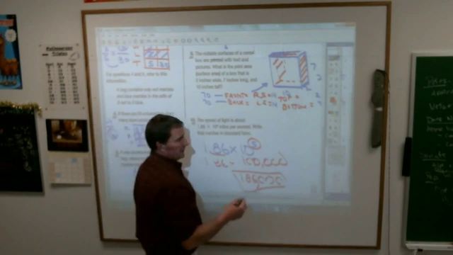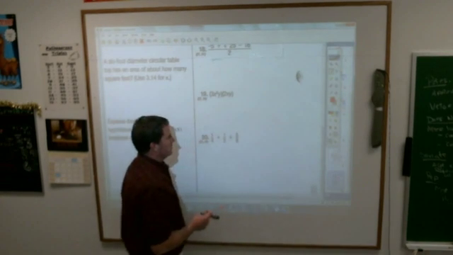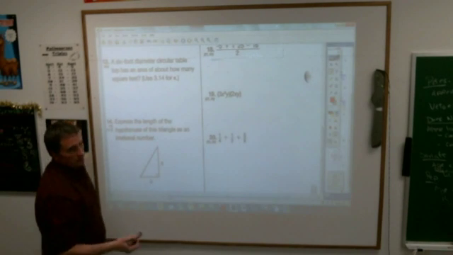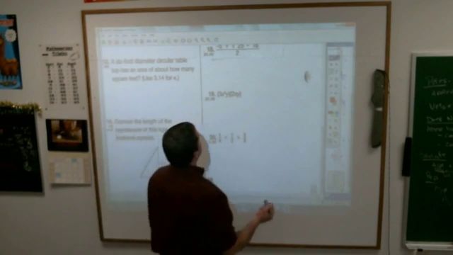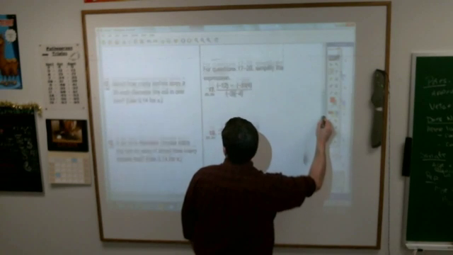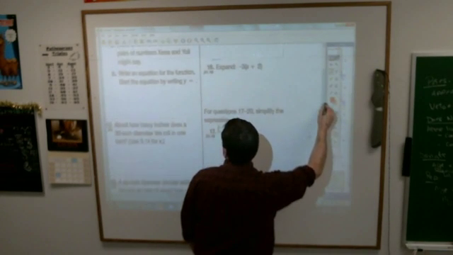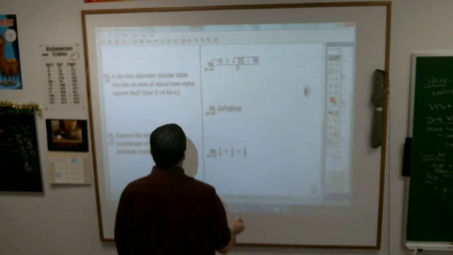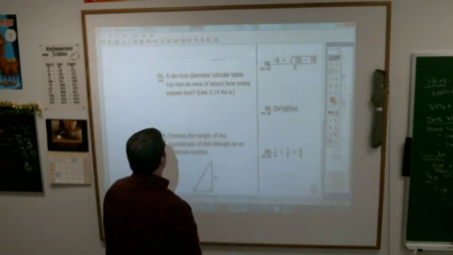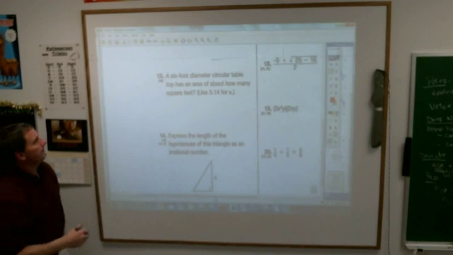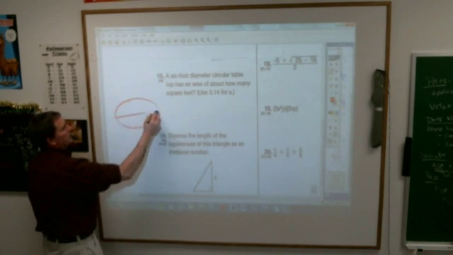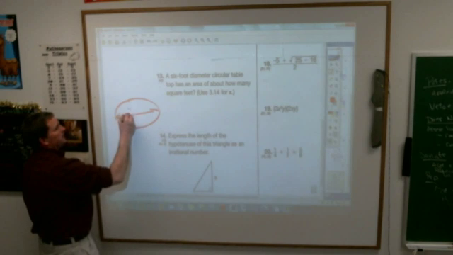Now everybody's very excited about moving on to the second page. Michael? I don't understand how I got number 13 wrong. Problem 13, a 6-foot diameter circular table. You drew the circle, right? Yes. Perfect. You labeled it as a 6-foot diameter, correct? Yep. Everybody's happy?